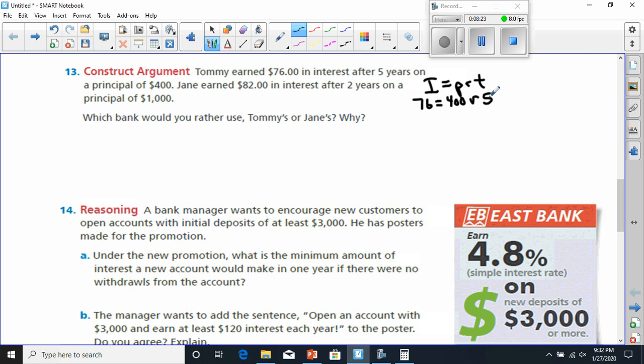First, we're going to take 400 times 5, and that's going to leave us, let's see, well, 4 times 5 is 20, so 2 more zeros will give me 2,000. So now we have 2,000R equals 76. And now we can divide 2,000 away. Remember, we're trying to find out what R is. So we're going to divide it away. Whatever I divide from one side, I'll divide from the other. Now I have 76 divided by 2,000.